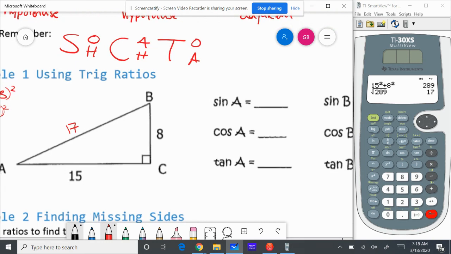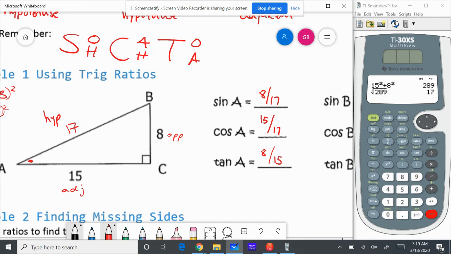So here's A here. If I'm working with A, 8 is the opposite side, 15 is adjacent, and 17 is the hypotenuse. So sine, opposite over hypotenuse, is going to be 8 over 17. The cosine of A, adjacent is 15, hypotenuse 17. Tangent of A, opposite is 8, adjacent is 15.